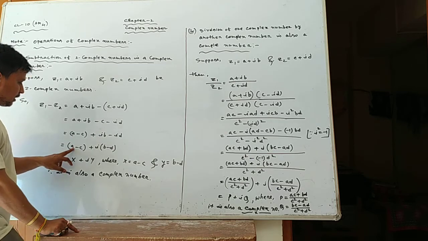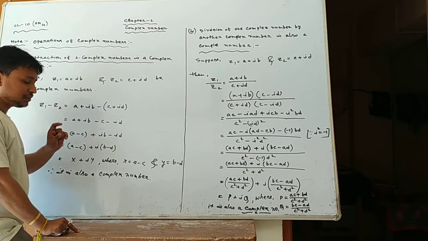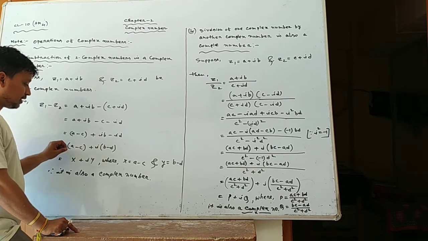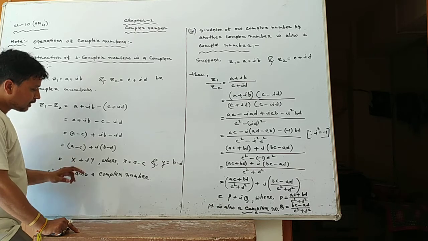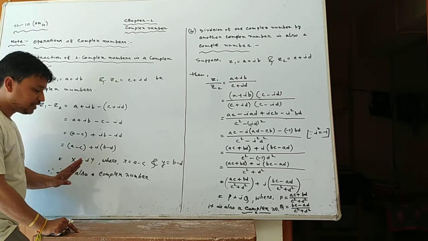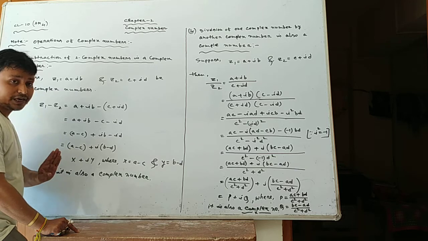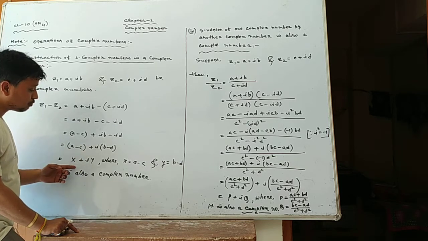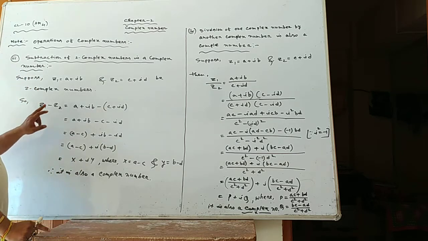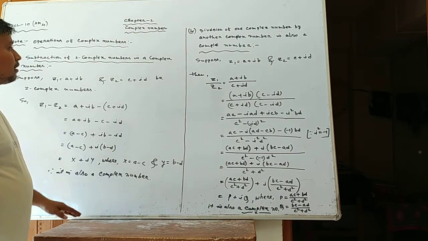Now A minus C equals one number, and that number is a real number. Suppose that one is X. So A minus C value is X, and B minus D value is Y. So we have declared A minus C as X and B minus D as Y. So X plus IY, that means A plus IB form. This is also a complex number. That's why the difference or subtraction of 2 complex numbers is another complex number.